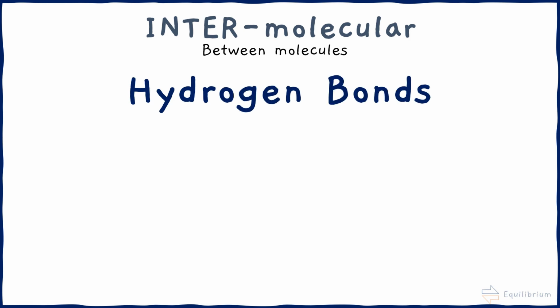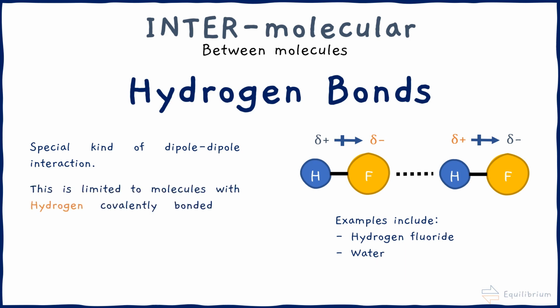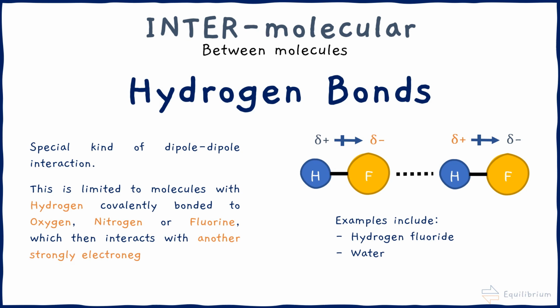The next type of intermolecular bond is hydrogen bond. This is a special type of dipole-dipole interaction. Examples include hydrogen fluoride and water. This is limited to molecules with hydrogen covalently bonded to oxygen, nitrogen, or fluorine, which then interacts with another strongly electronegative atom.